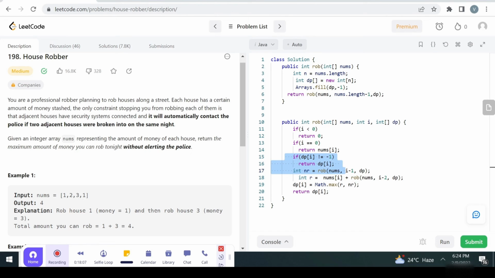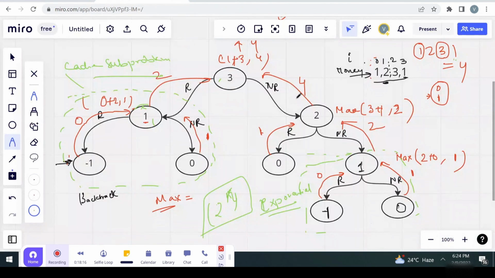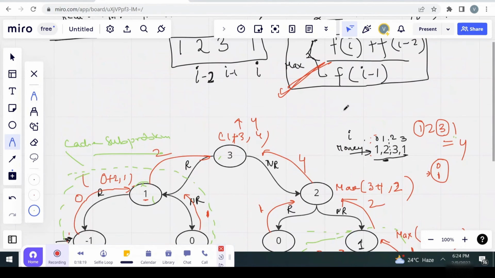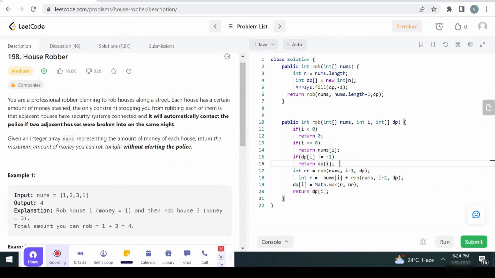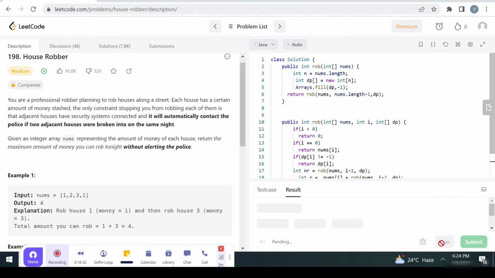If the value is present in the cache for that house, we return from the cache. Otherwise we perform our recurrence relation. We take the current i plus i minus 2, or i minus 1, the two recurrence relations we talked about, as in our recurrence tree. We take the maximum, store it in dp[i], and return dp[i]. Let's try to run this. Very simple. Test cases are passing, so the program is running fine.